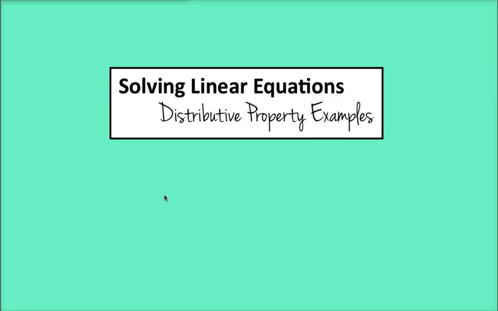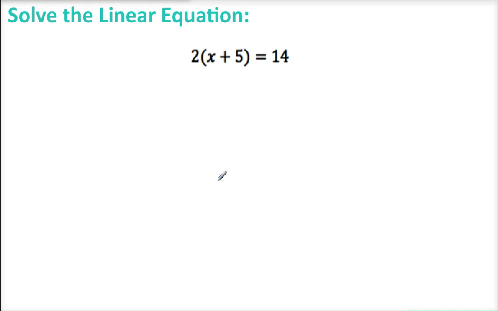Let's go through a few more examples of how we solve linear equations when we need to use the distributive property. So the steps are still the same for solving, but now we just have the distributive property thrown in here that we need to complete first. So like I said, the first step is to simplify the expressions on both sides so that we're working with the most simple equation possible.